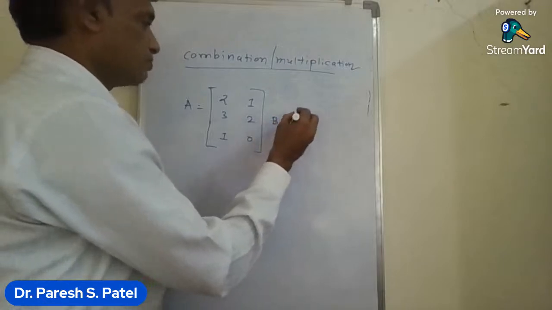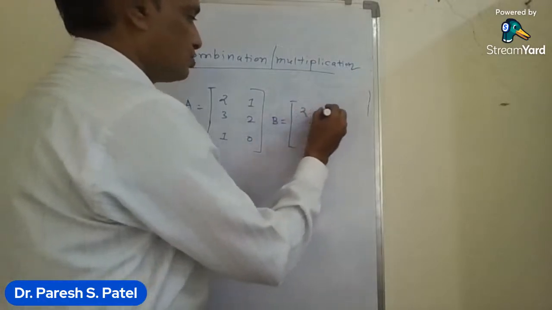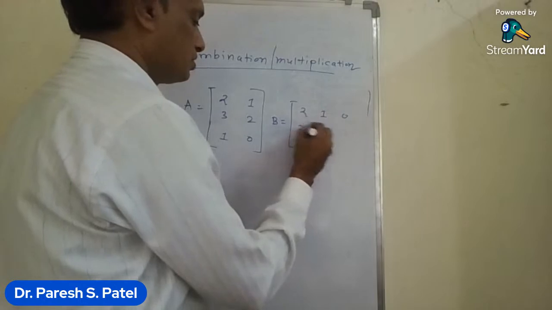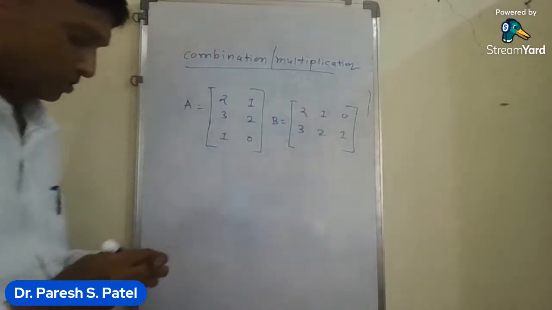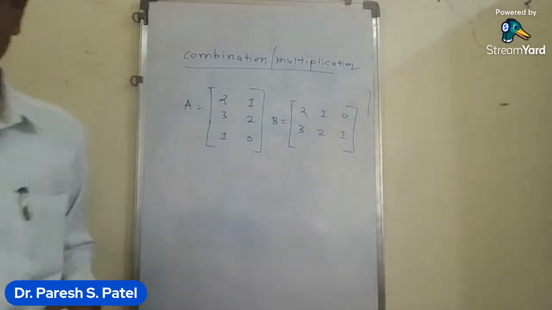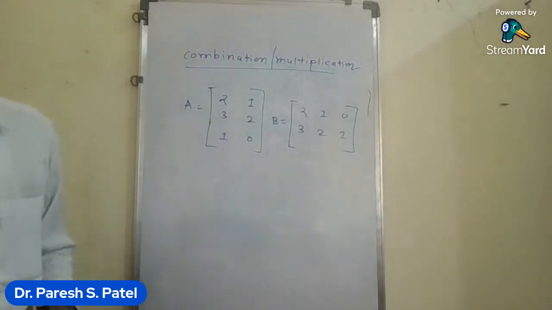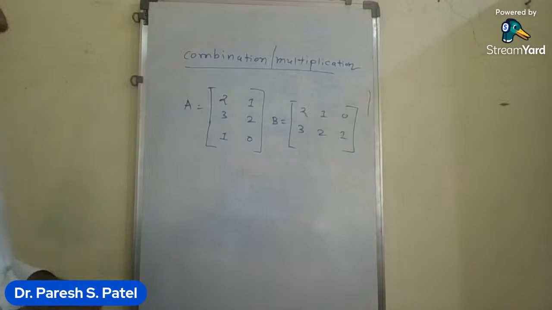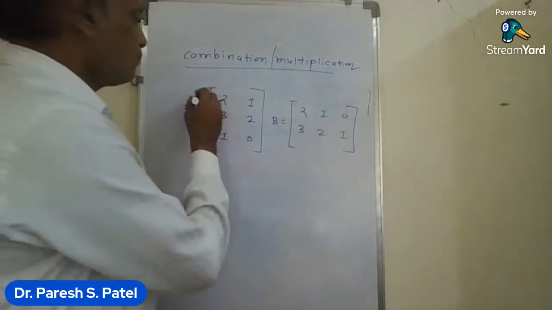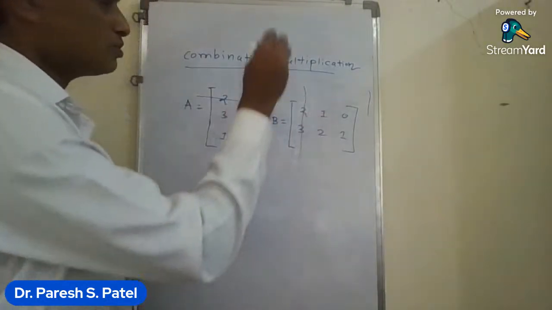B is equal to 2, 1, 0, 3, 2, 1. Combination or multiplication of any two matrices is possible if the number of the rows of the first matrix is equal to the number of the columns of the second matrix, then and only then multiplication is possible. So we have to go for this one. First row, first column, second row, second column.